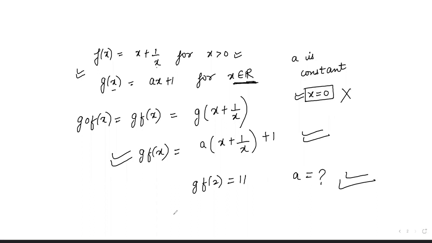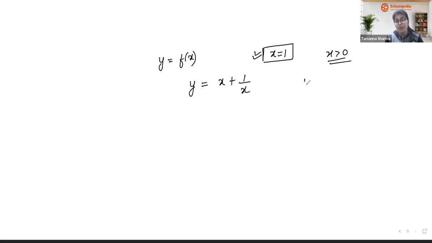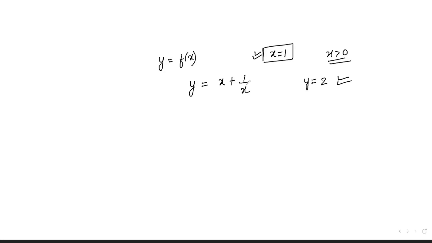But the next part says: given that the graph of y equals f(x) has a minimum point when x is 1, explain whether or not f has an inverse. So you have to find its inverse. y equals f(x) has a minimum point at x equals 1. I can write this equal to y. It's correct because x is positive, so the minimum value: if x is 1, then y is 2. So does f(x) have an inverse? You have to check it.